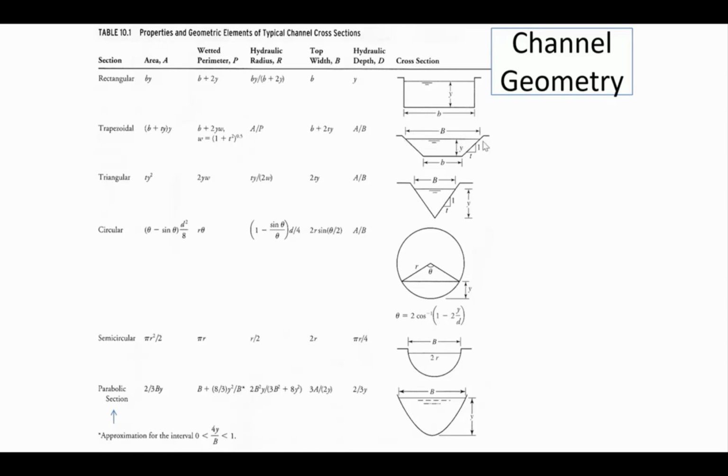Top width, capital B. Sometimes it's the same as the bottom width, like a rectangular channel. Trapezoidal, it's different because you also have some distance associated with these side triangles. And so it's the bottom width plus 2 times whatever this distance on the edge. So I wanted to point out this table to you, and that it has a wide variety of different geometries, including for the parabolic section.